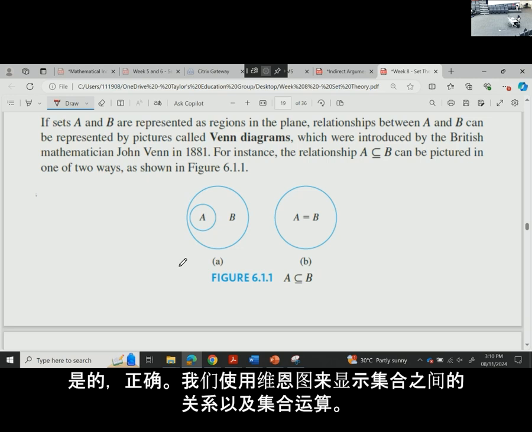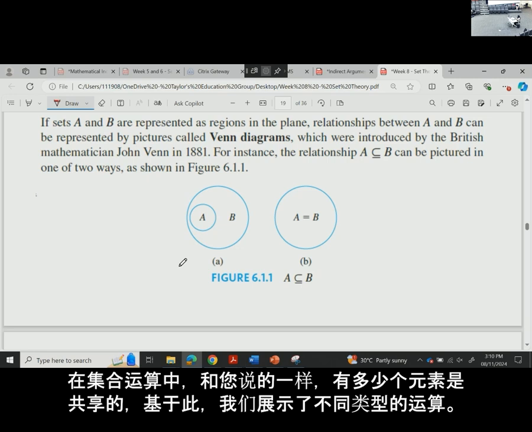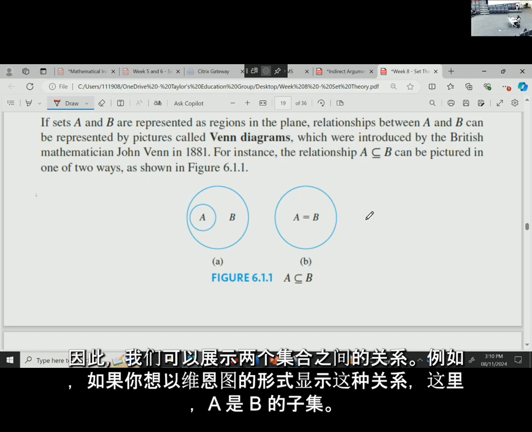Yes, correct. We use Venn diagrams to show relationships between sets and to show the set operations. In set operations, as you said, it depends on how many elements are shared, and based on that we show different types of operations. So we can show the relationship between two sets.